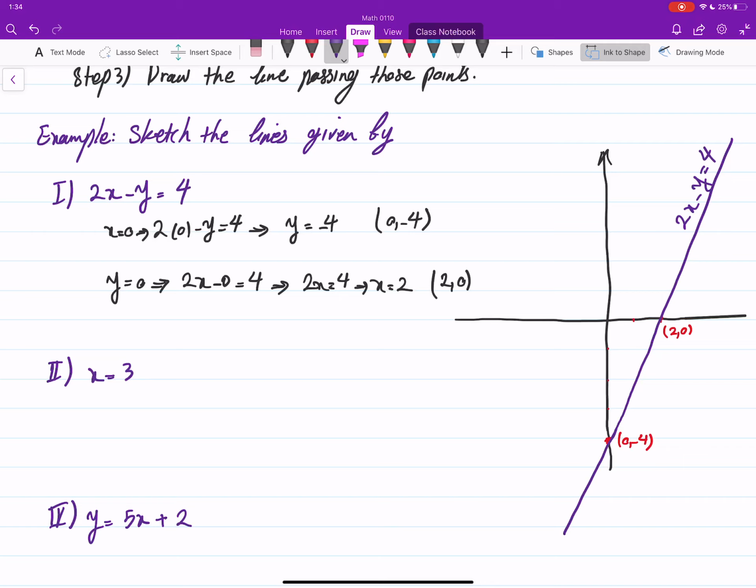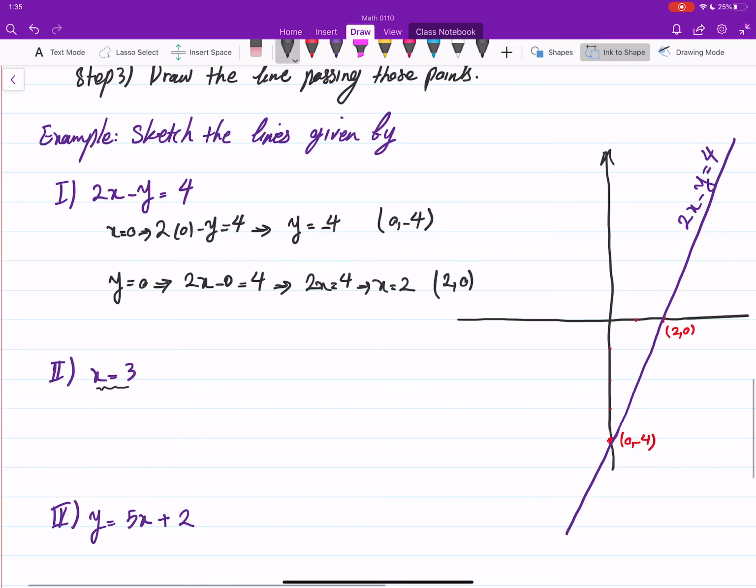How about this other one? Well, I need two points. How do I find them? Well, plug in different values for x or for y. But here you see that I cannot plug in anything else for x. It says always x is equal to 3. Well, then choose y. For example, I can plug in y equal to 0. No matter what y is, x is going to be 3. And y equal to 1, x is equal to 3. So I have two points: (3, 0) and (3, 1).